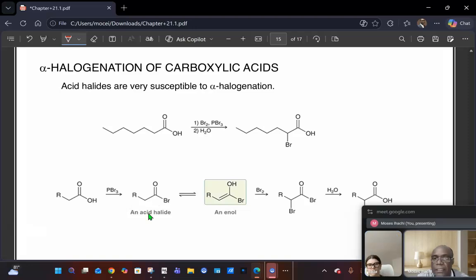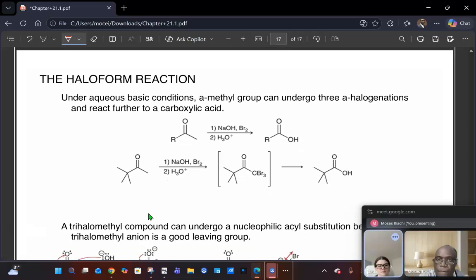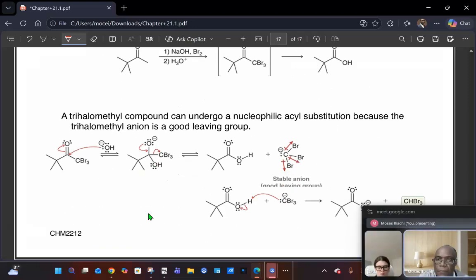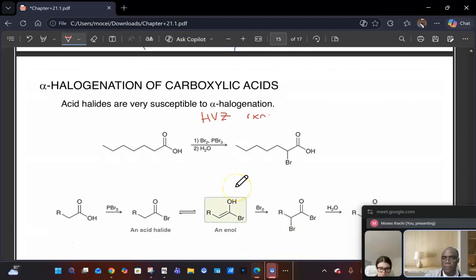I think this is the HVZ reaction. Let me see if they gave it a name. No, that's the haloform. I know the haloform, but this is the HVZ reaction. Let me confirm. I'm wondering why the name was not given.